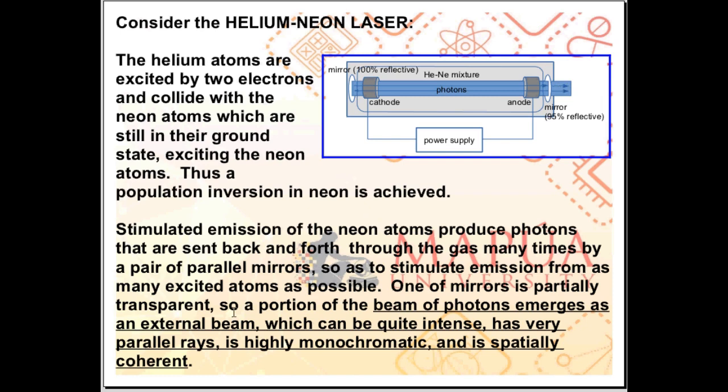A beam of photons emerges as an external beam which can be quite intense, has very parallel rays, is highly monochromatic, and is spatially coherent. Thus, you have a helium neon laser.